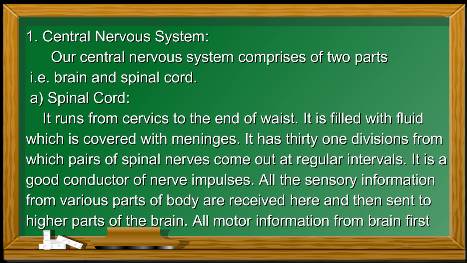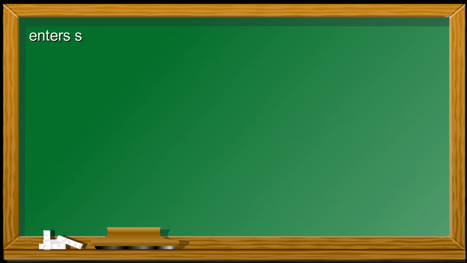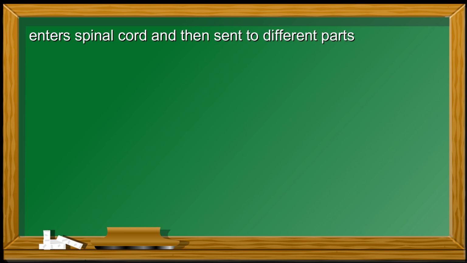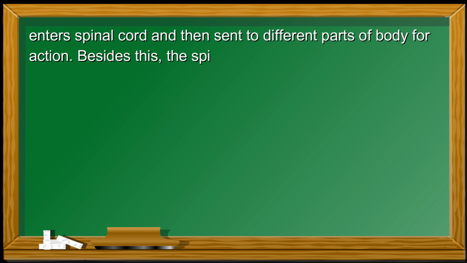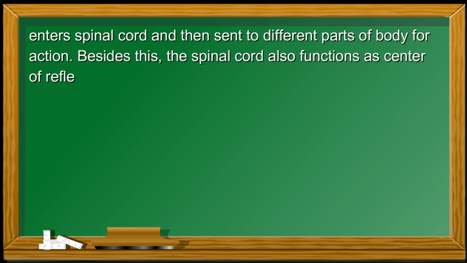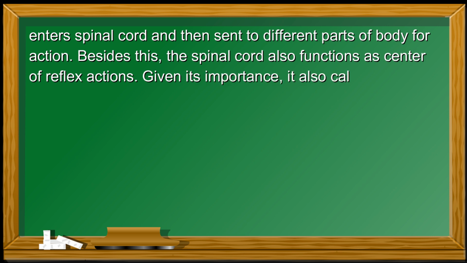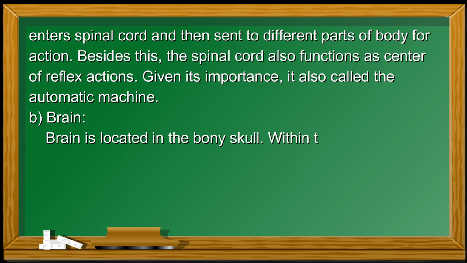All the sensory information from various parts of the body is received here and then sent to higher parts of the brain. All motor information from the brain first enters the spinal cord and then is sent to different parts of the body for action. Besides this, the spinal cord also functions as the center of reflex actions. Given its importance, it is also called the automatic machine.